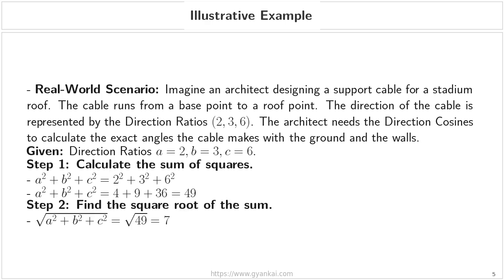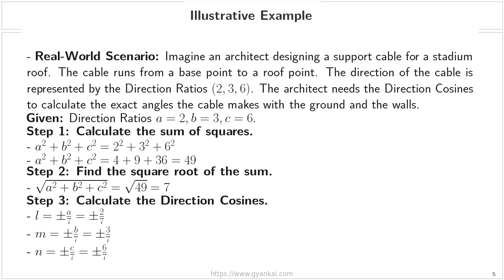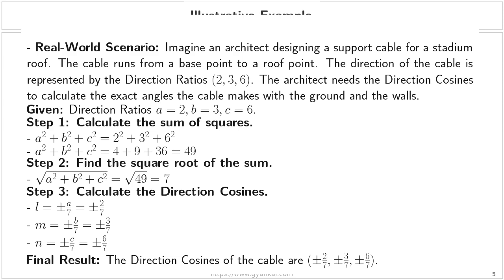In step 2, we find the square root of that sum. The square root of 49 is 7. This value, 7, is the magnitude we will use for our normalization. In step 3, we calculate the actual direction cosines by dividing each of our original ratios by this magnitude. So, l equals plus or minus 2 over 7, m equals plus or minus 3 over 7, and n equals plus or minus 6 over 7. Therefore, our final result shows that the direction cosines of the cable are plus or minus 2 over 7, plus or minus 3 over 7, and plus or minus 6 over 7.